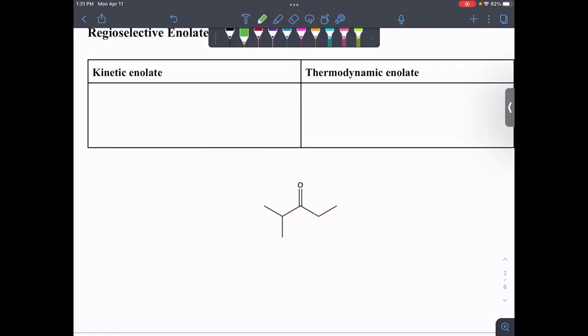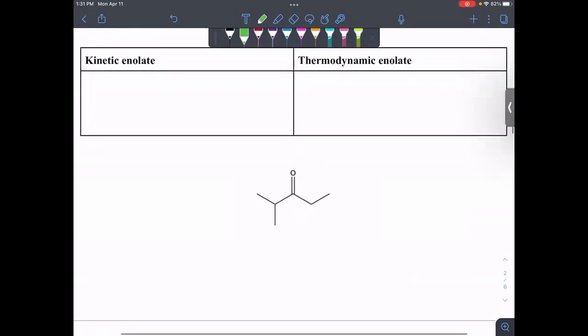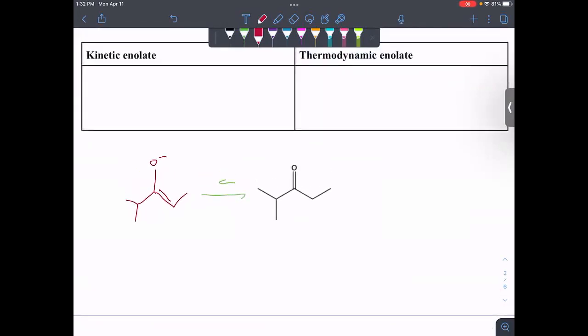So which one would be the kinetic one, do you think? The left or right alpha carbon? The right? It would be the right. So if you go in on the right side to form an enolate, it would be the kinetic one. And then if you were to abstract a hydrogen from this side, you would get the thermodynamic one.